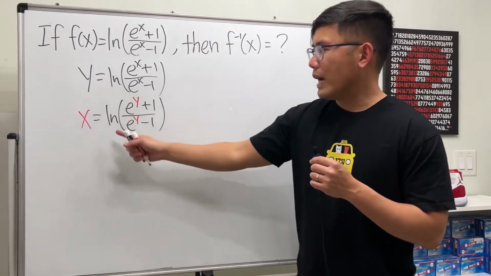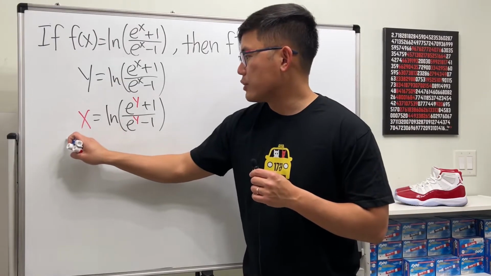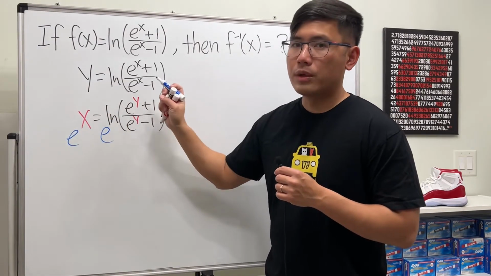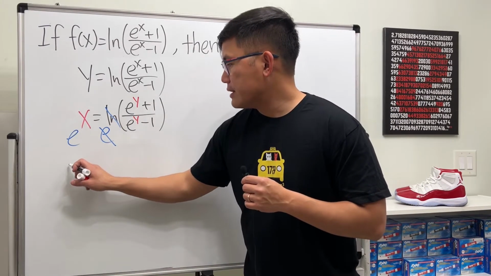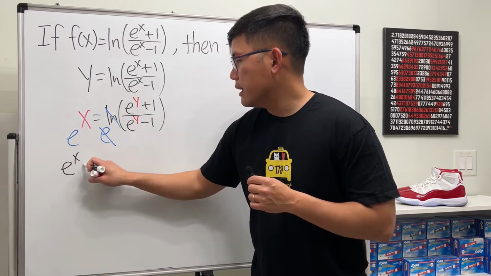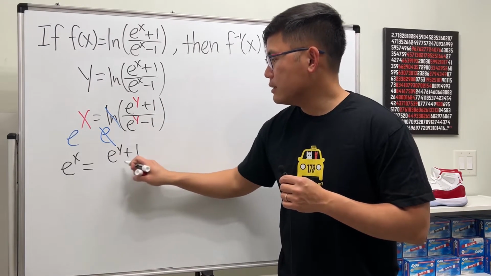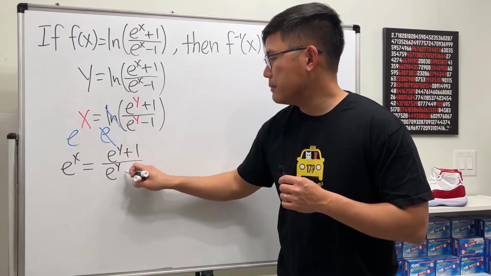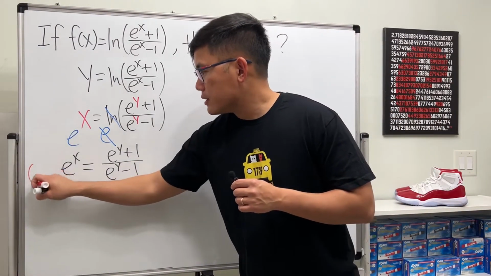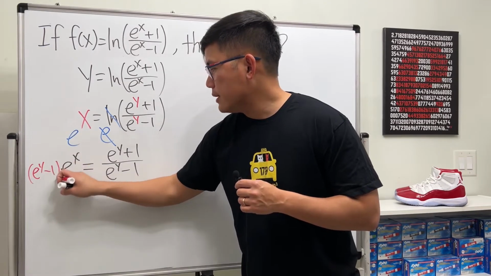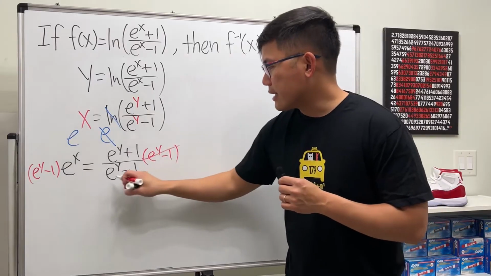And to do so, we will have to first get rid of this ln. And we will just have to do exponentiation, right? E to the power, e to the power. This and that will cancel. So we are looking at the left-hand side being e to the x. And the right-hand side is this, e to the y plus 1 over e to the y minus 1. Then we can just multiply this on both sides. So e to the y minus 1. Likewise, e to the y minus 1. This and that cancel nicely.